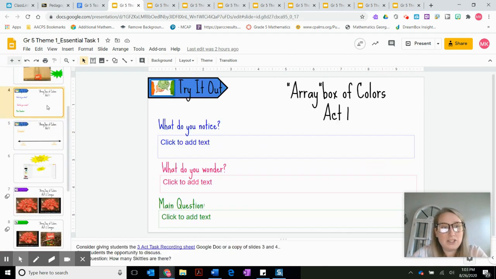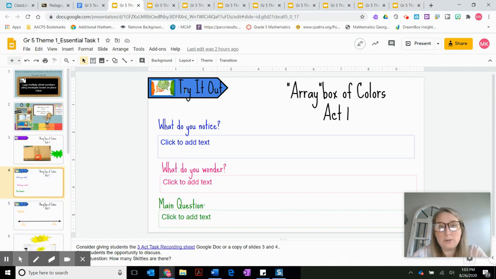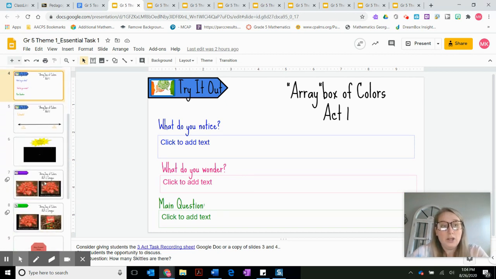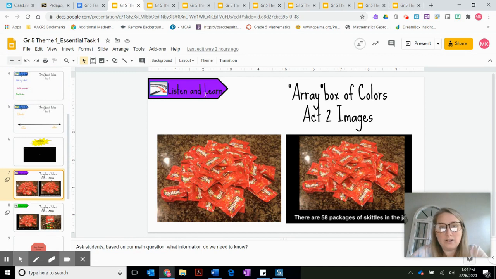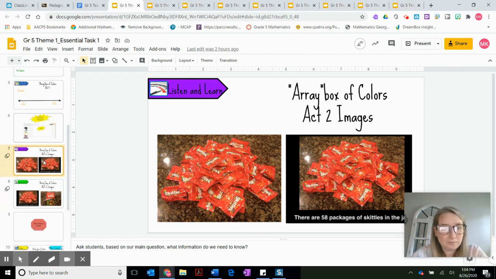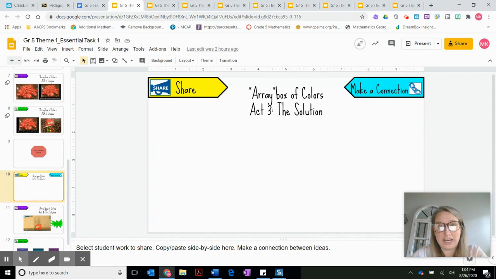You'll notice also on each of these slides there are different labels in the top corners. For example, this try it out, these are going to be our interactive slides. These are the slides that we want students to interact with, to show their ideas. You'll see slides with listen and learn, and those are slides where the teacher is primarily giving the information. You might be asking some guiding questions and taking input, but these are a little more teacher heavy. You'll also notice these slides called share and make a connection. This is when we're going to want to select some student work to share, and we're going to compare it side by side and make connections.